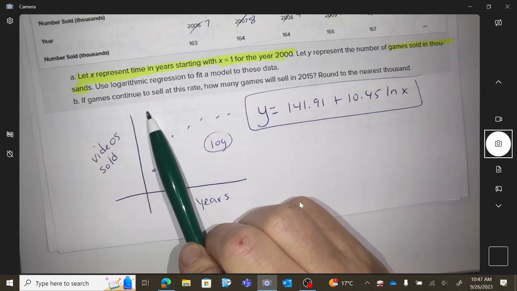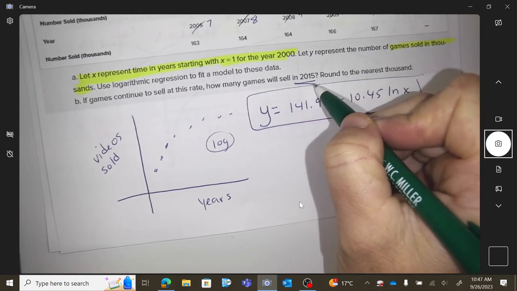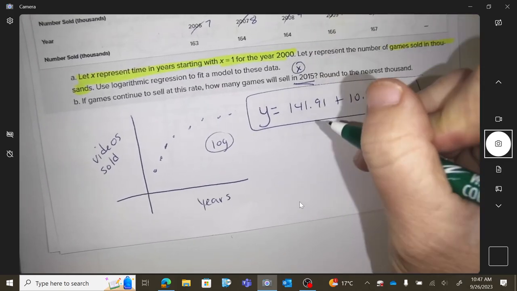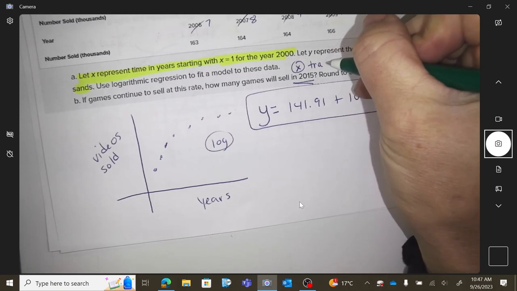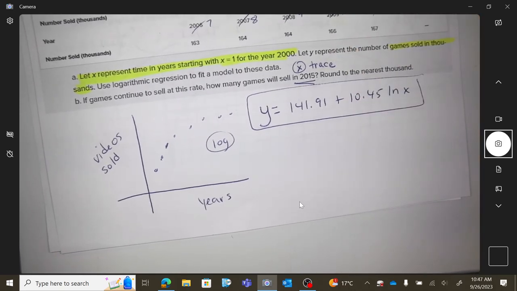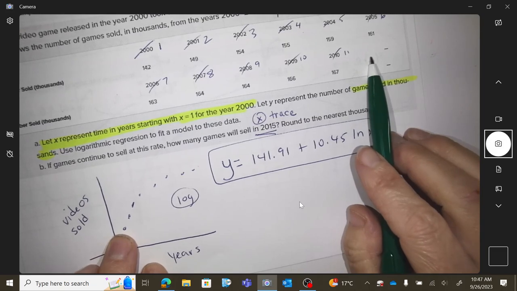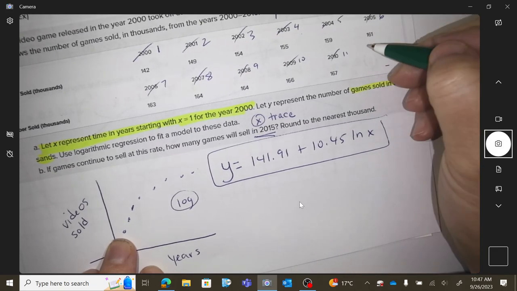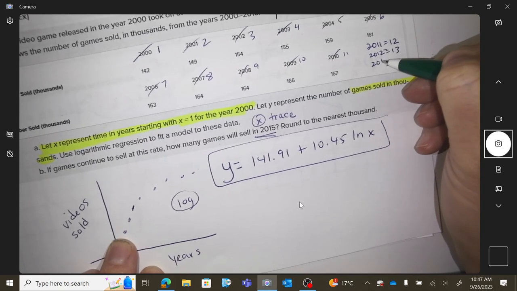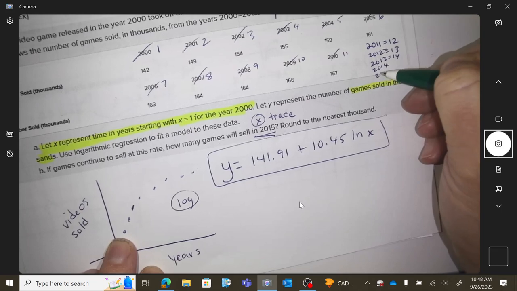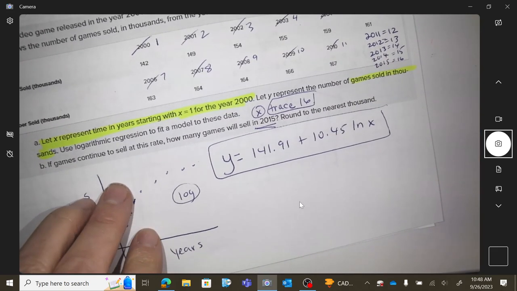The question says, if the games continue to sell at this rate, how many games will sell in 2015? So they gave us a year. That means they gave us an X value. So what do you do when they give you an X? You hit trace. But hold up, I'm not going to type trace 2015. So what number would 2015 be? 2011 would equal 12. 2012 would equal 13, right? So do you see the trend? You should enter 16, right? So trace 16.